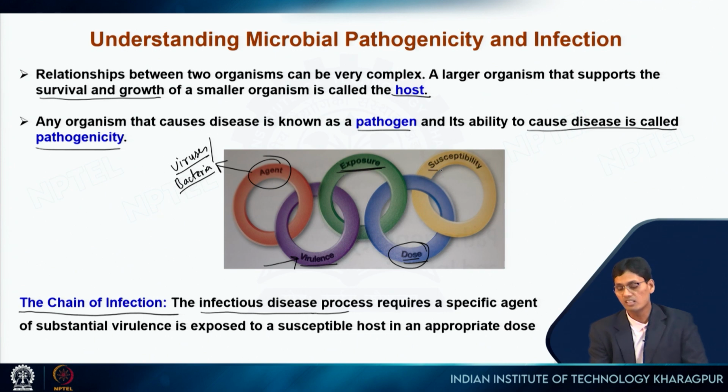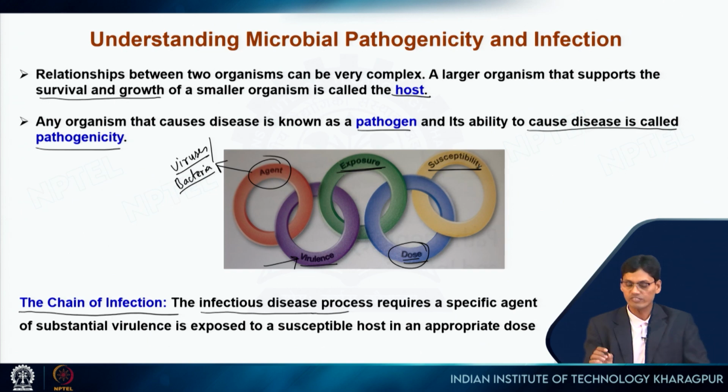And finally, the susceptibility of the host. Some hosts can be very resistant against a particular pathogen, so although that pathogen has all these properties, the host can still defend against it. At the same time, if the host is susceptible, then the pathogen will establish the infectious disease inside the host. So that's why I am telling you about the chain of infection.